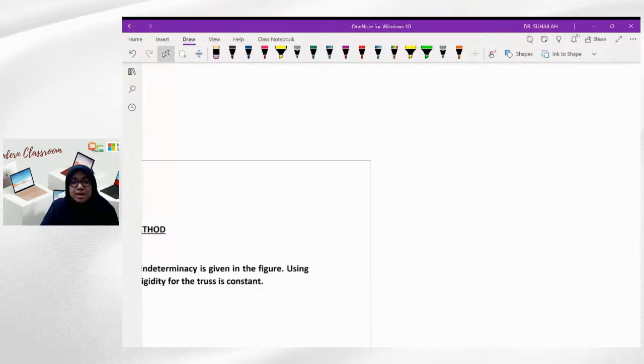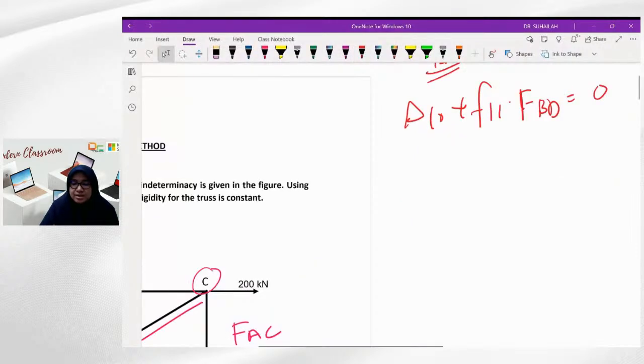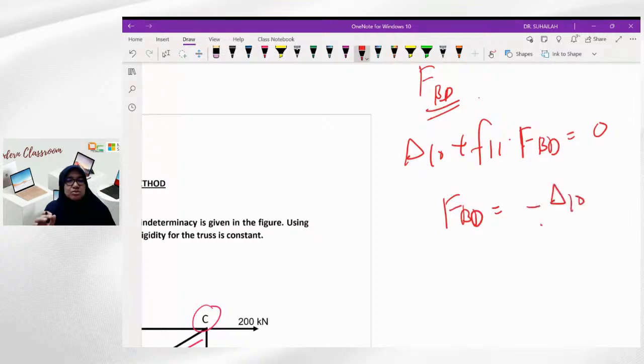This is how we analyze this truss. The procedure is actually the same. We solve the redundant using the compatibility equation, which means we have to identify what the redundant is. Solving this, we will get negative delta to calculate FBD. Okay, this is what you should learn in truss analysis.